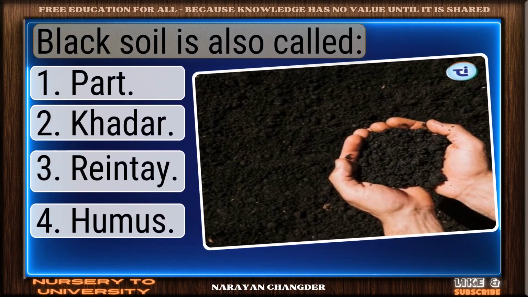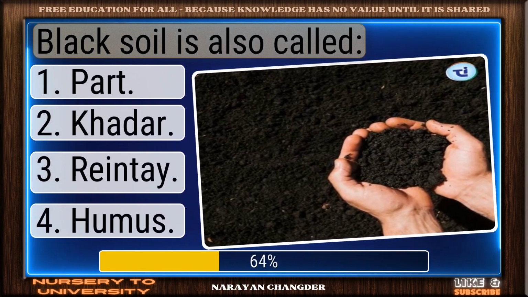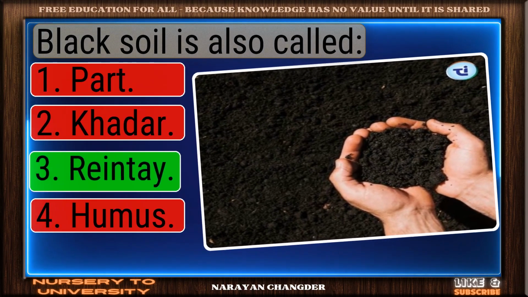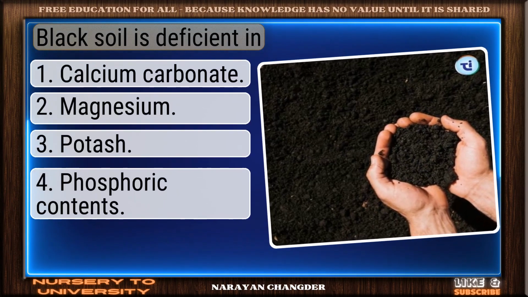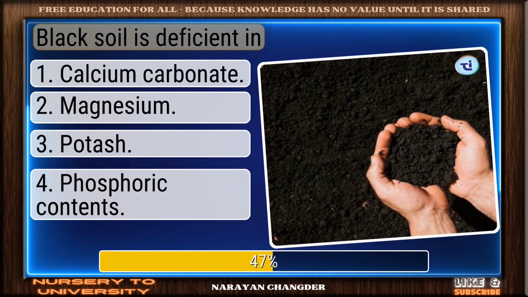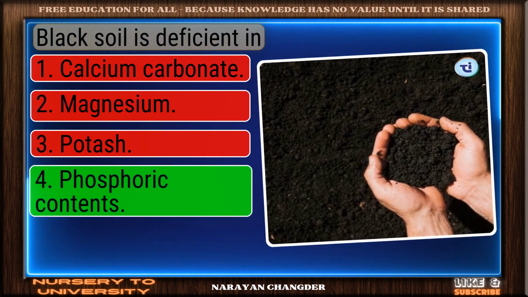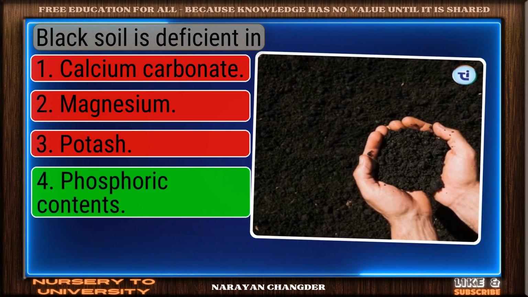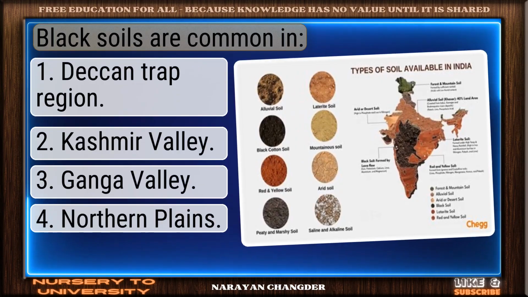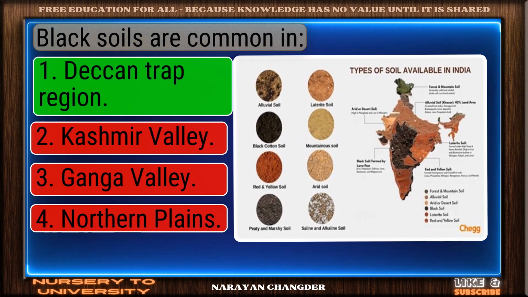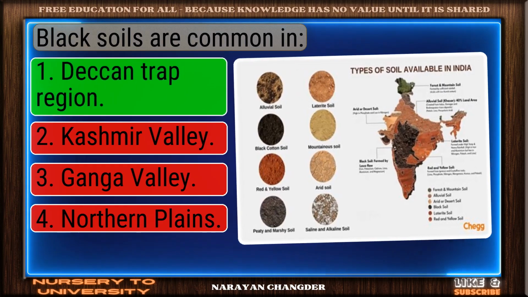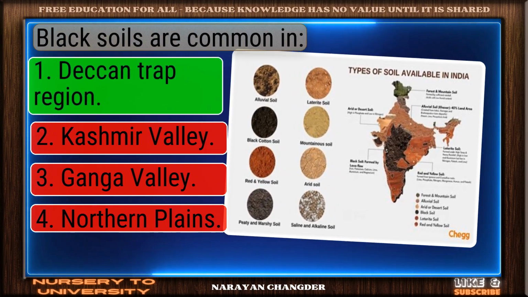Black soil is also called. Good thinking. Regur soil is right. Black soil is deficient in. Smart pick. Phosphoric contents is correct. Black soils are common in. Well reasoned. Deccan Trap region is correct.